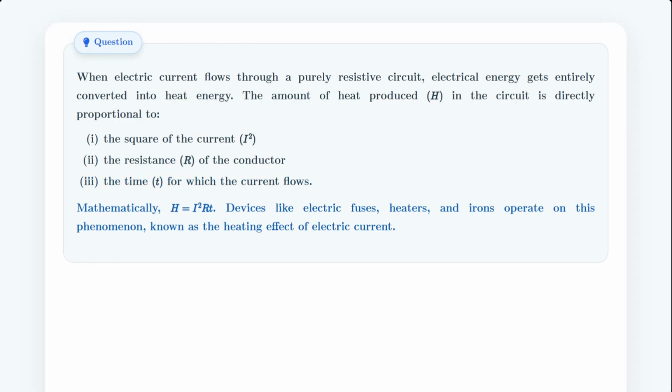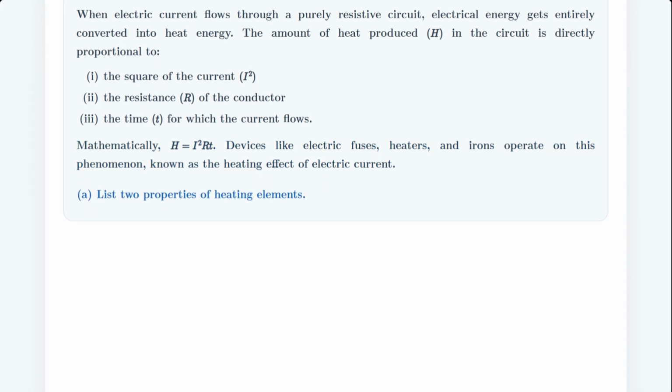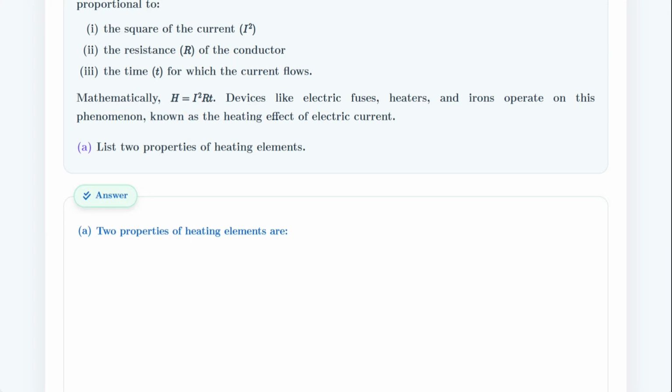This gives us the formula H equals I squared RT. Devices like heaters and irons work on this exact principle. Let's look at part A. It asks us to list two properties of heating elements. Starting with part A. What makes a good heating element?